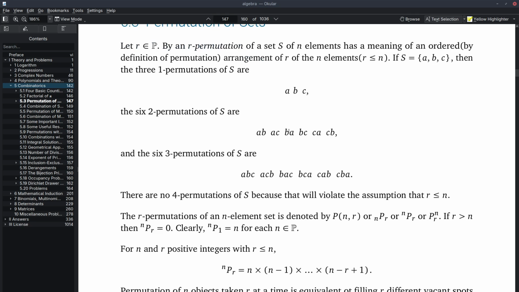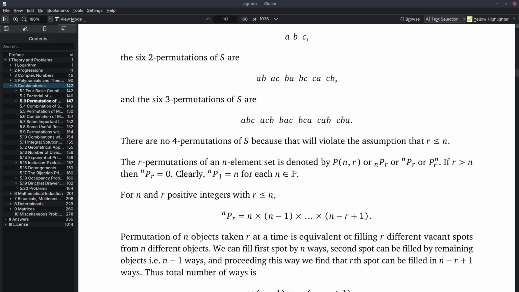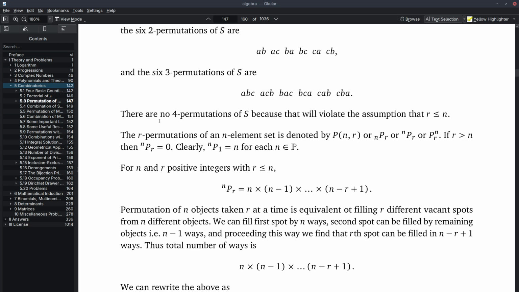That is, we are selecting 2 elements at a time. In the previous case, we were selecting 1 only. And the 3-permutations of set S are ABC, ACB, BAC, BCA, CAB, and CBA. There are no 4-permutations of S because that would violate the assumption that r is less than or equal to n.